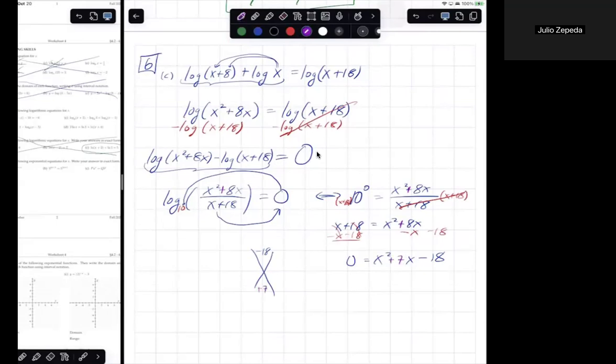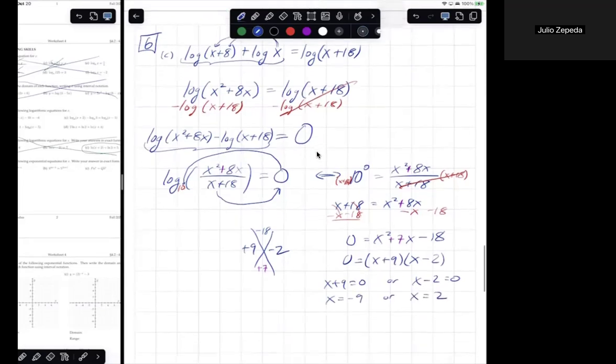Yeah, how about positive 9 and a negative 2? Nice. So this factorization is x plus 9 times x minus 2 equals 0. And so x plus 9 equals 0, or x minus 2 equals 0. So x equals negative 9, or x equals 2.